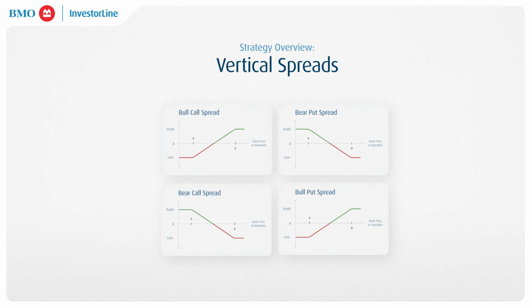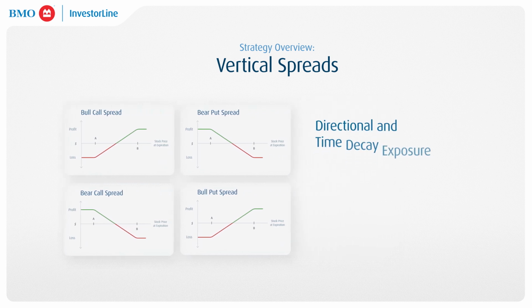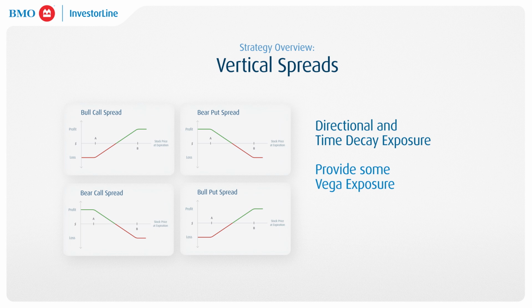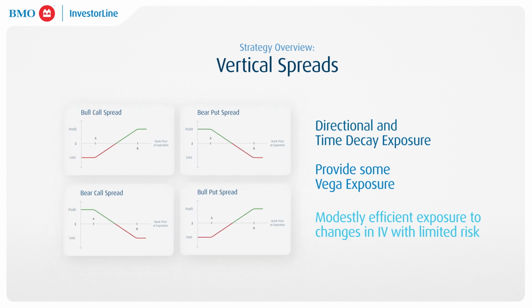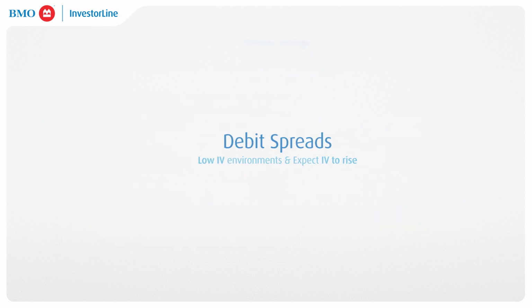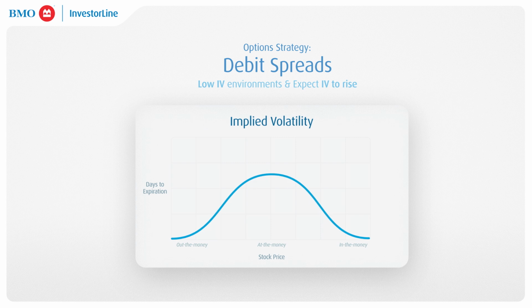Vertical spreads are typically entered for their directional and time decay exposure, but will also provide some vega exposure. Overall, they offer modestly efficient exposure to changes in IV with limited risk. We will review both debit and credit vertical spreads to help you understand what environments are suitable for each strategy. A debit spread strategy is used in low IV environments, where you expect a rise in IV.